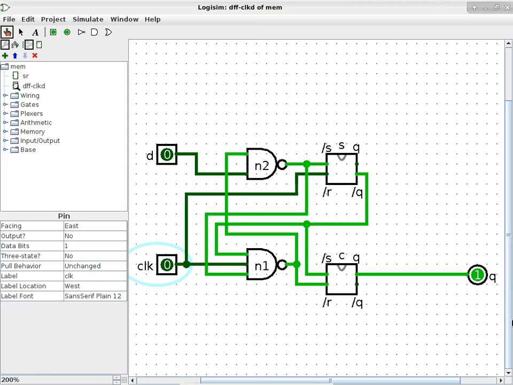Yep. So Q is still set because we're not needing it to reset, because /R is active low, right? Say that one more time. Q is still 1 because... which Q? The very bottom. Oh, the actual output pin Q? Yes. So this is from the previous state.